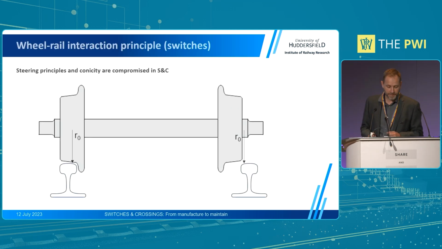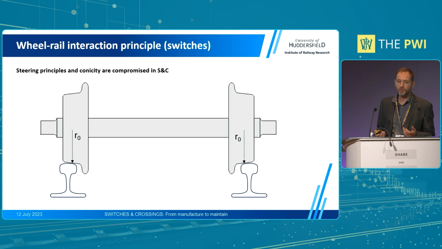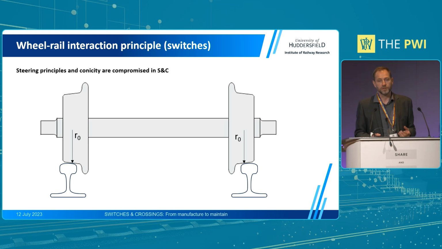That's how it's designed. It works perfectly fine. But what happens when we come into a switch and crossing? We basically compromise the good work we've done in shaping those profiles to achieve self-steering.